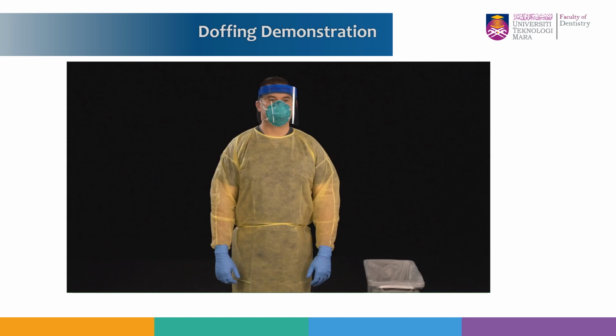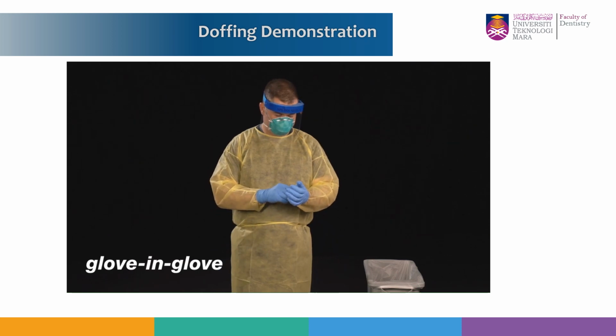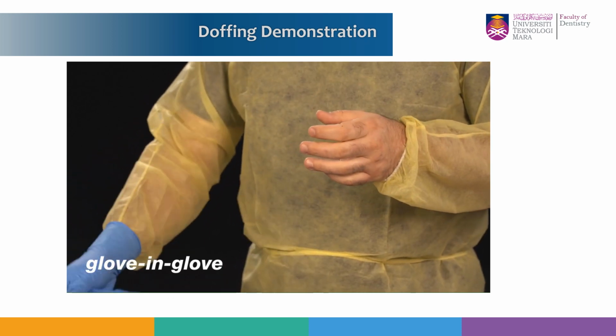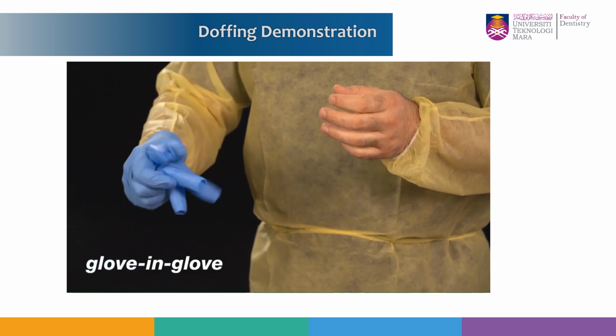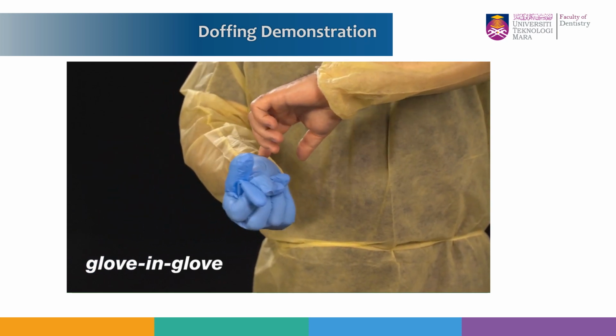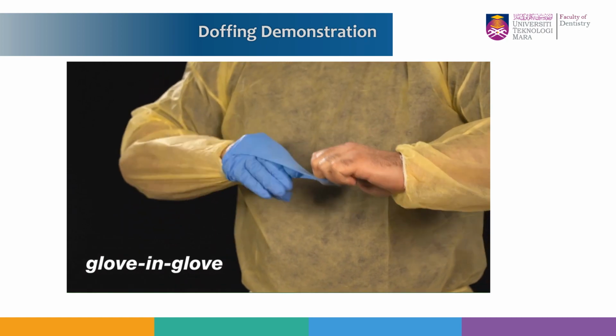Remove and discard your gloves. Gloves can be removed using more than one technique. For the glove and glove technique, pinch the outside of the glove near the wrist. Peel downwards, pulling the glove inside out. With your ungloved hand, slide your finger under the wrist of your remaining glove. Again, peel downwards, turning the glove inside out.